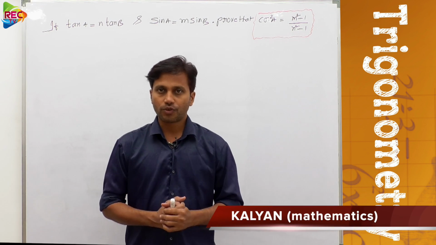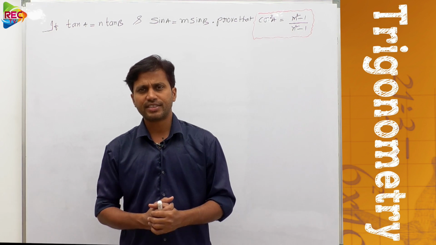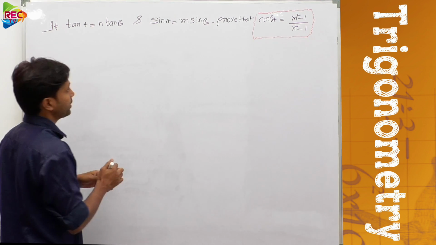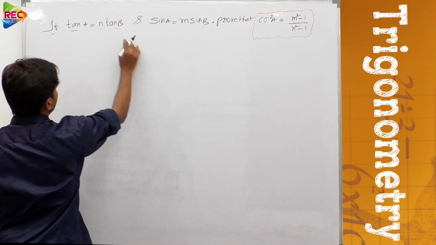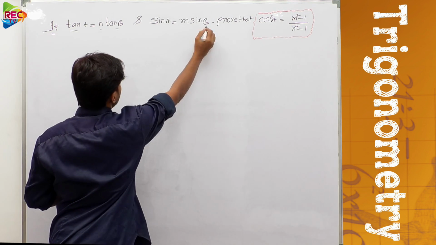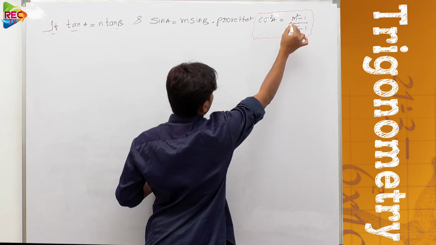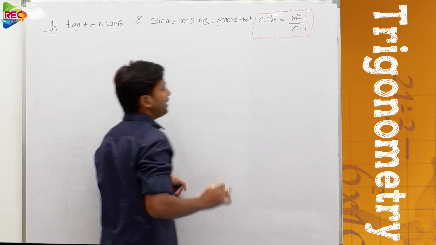So in this video also we are going to discuss one more problem on trigonometric identities. Let us read out the problem and let us see how to do it. See here, if tan A equal to n tan B and sin A equal to m sin B, then prove that cos square A equal to m square minus 1 by n square minus 1. So we need to prove that.